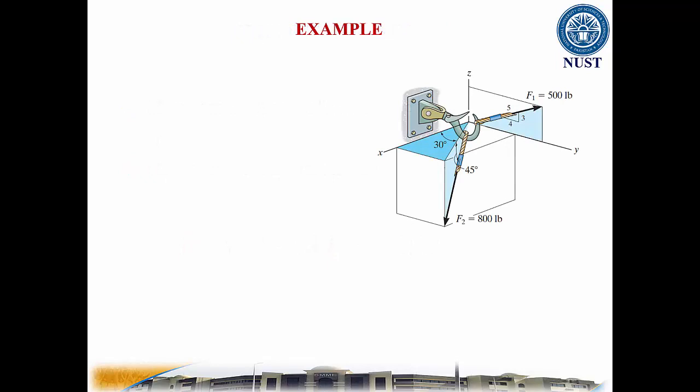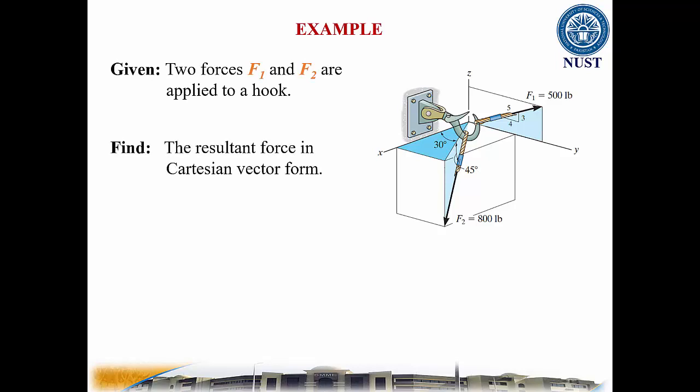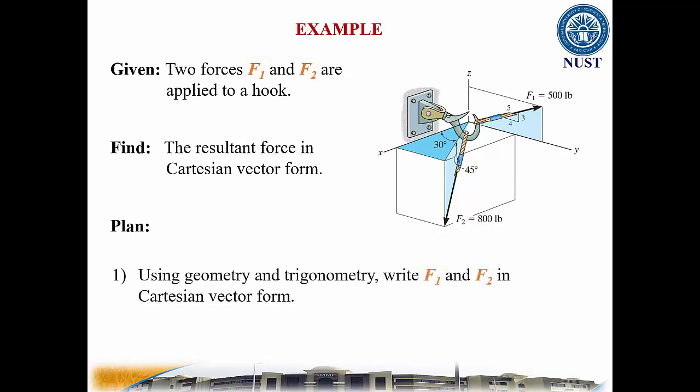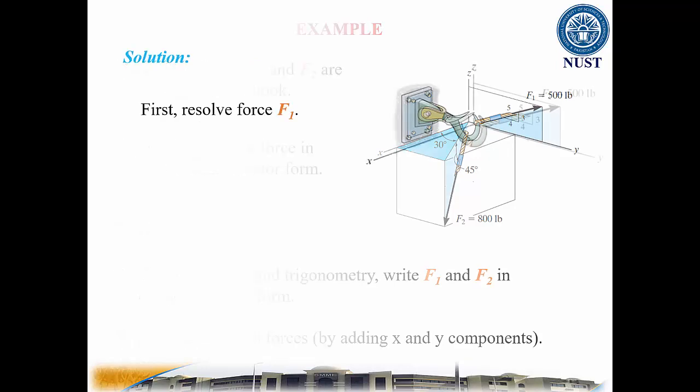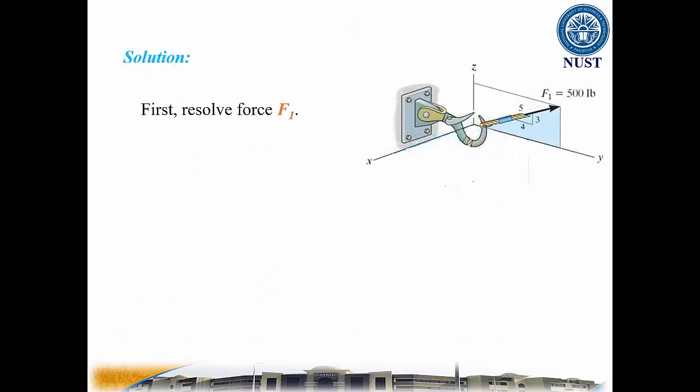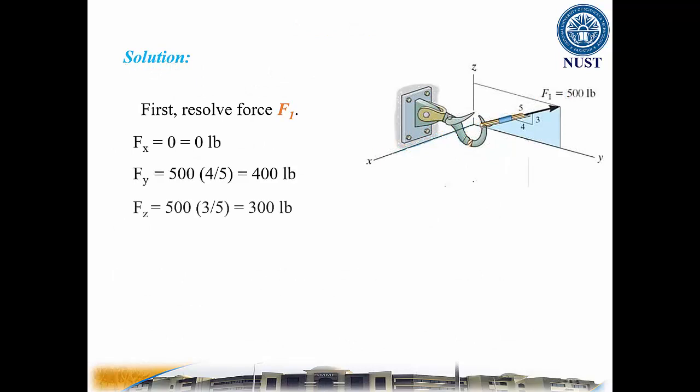Let's consider this example. Two forces, F1 and F2, are being applied to a hook, and it asks you to find the resultant force in Cartesian vector form. So our plan is to use geometry and trigonometry. I will write the Cartesian vector forms of F1 and F2, and then we add the two forces to get the resultant force. First, resolve force F1 into its three components. The x component is 0 pounds, the y component is 400 pounds, and the z component is 300 pounds. Now write F1 in Cartesian vector form. Don't forget the units. Vector F1 is equal to 0i plus 400j plus 300k pounds.